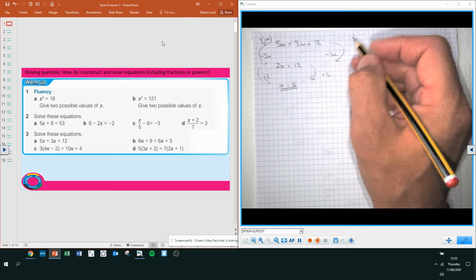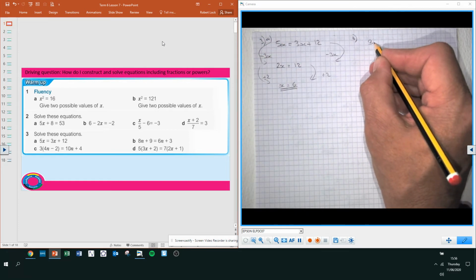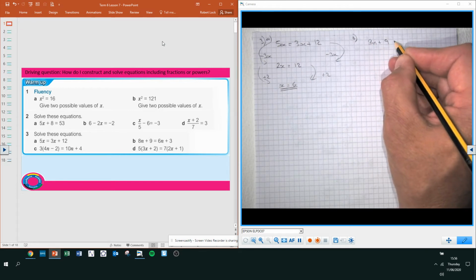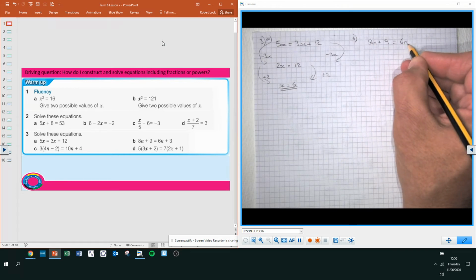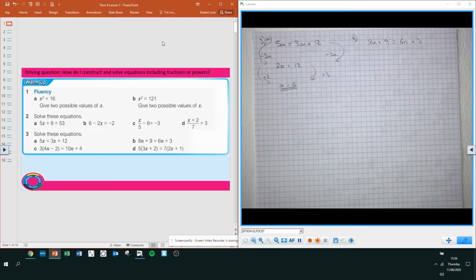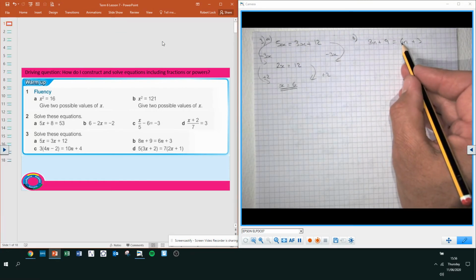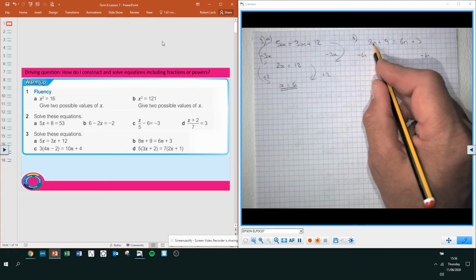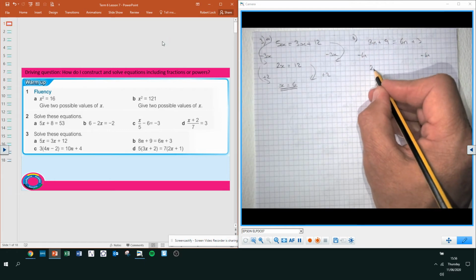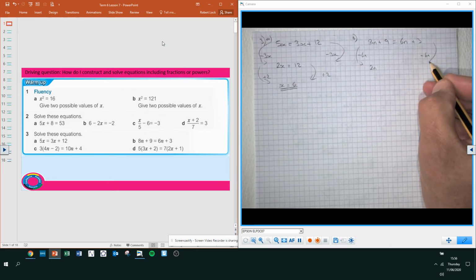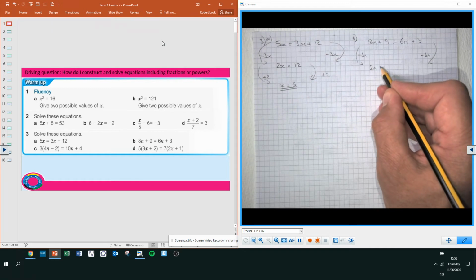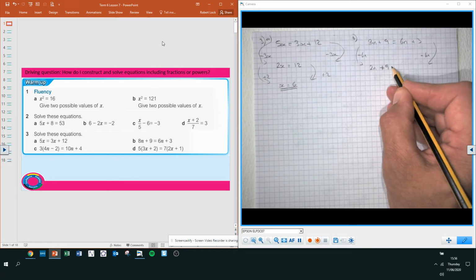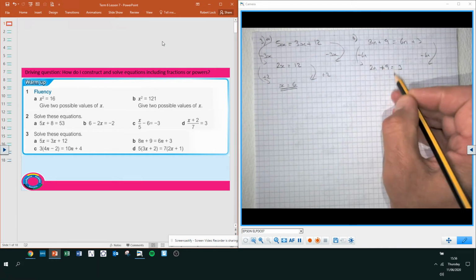B. 8n plus 9 equals 6n plus 3. I hope you're working out the answers before me. 8n, take away 6n both sides. Still makes this positive, so it's 2n plus 9 equals 3.